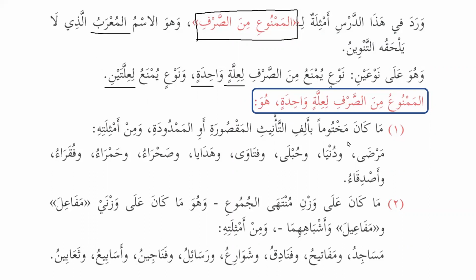That is a noun that ends with alif at-ta'nith al-maqsura, that means the short alif, as we call that, or al-mamduda, the long alif. And the long alif means after alif we always have hamza. And from its examples, marda. So now we can see that it's the plural of maridun, marda, and it ends with alif maqsura. And now it is mamnu min as-sarf.